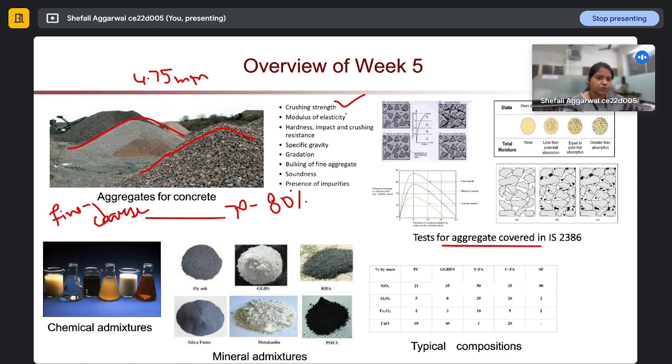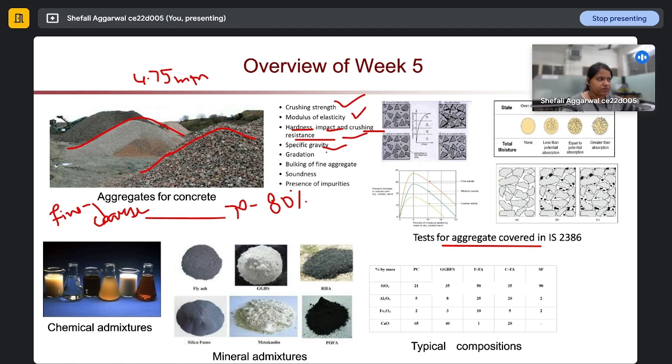We use the normal compressive strength testing machine, and we fill the mold with the aggregates, mainly coarse aggregates, and then we determine the crushing strength value. Then we have the modulus of elasticity. Other than this, we can calculate the hardness, impact value, and the crushing resistance of our coarse aggregates.